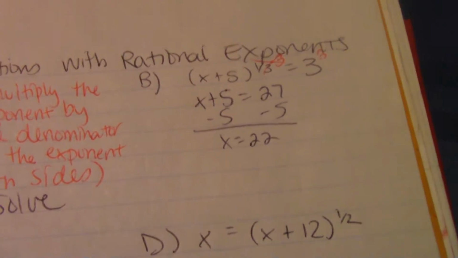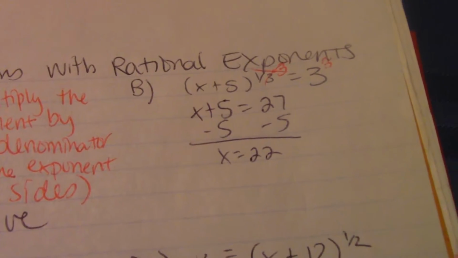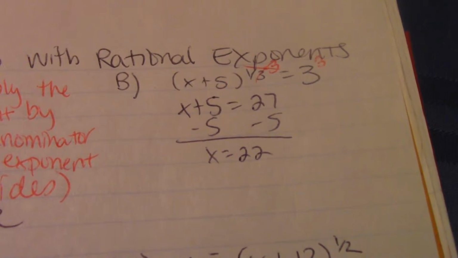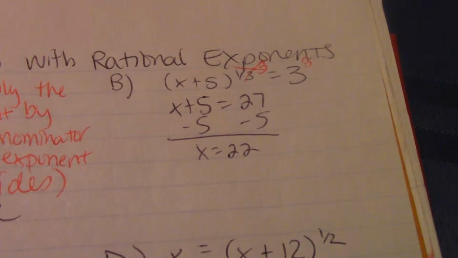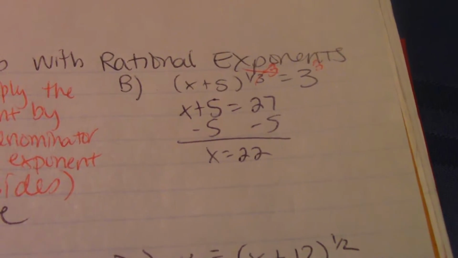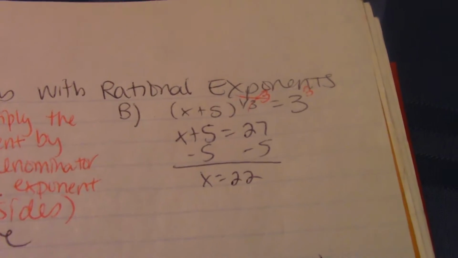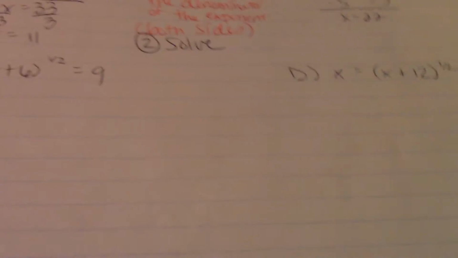Once again, I'm going to grab my calculator and check. I'm going to plug it in just like I say. So parentheses 22 plus 5 to the power of 1/3. And I get 3, and that says 3, so we are good. That's also a good solution.